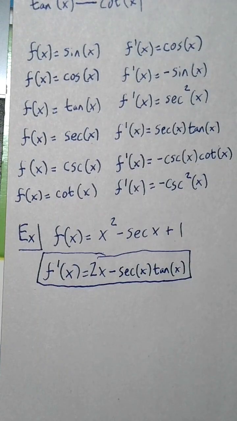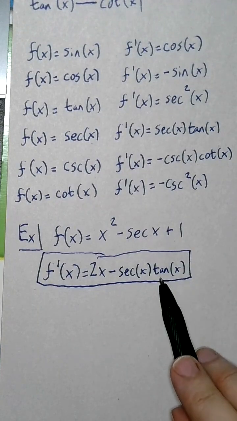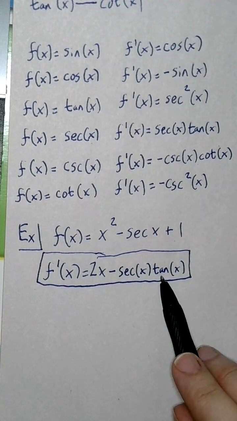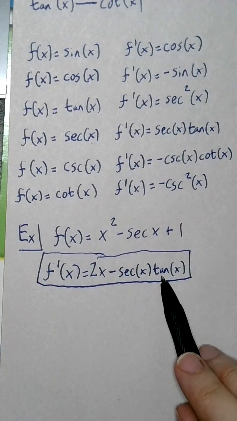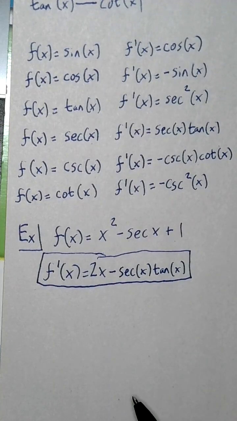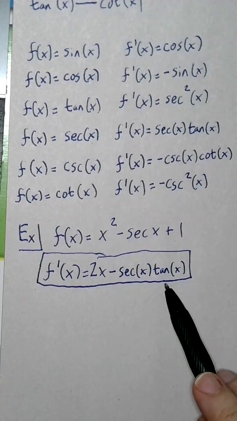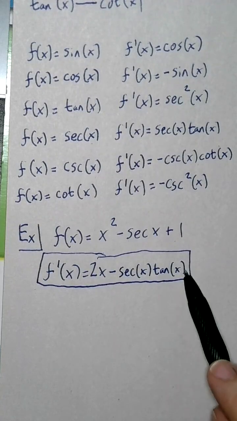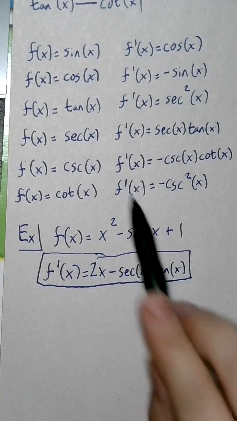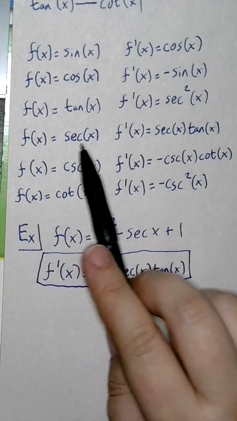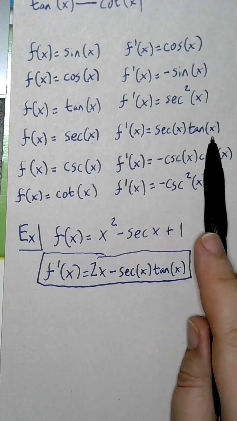Why did you add the tangent? So I assume you're talking about this tangent? Yes, that's exactly right, Grace. The reason this tan joins in the party is because the derivative of secant is secant times tangent.